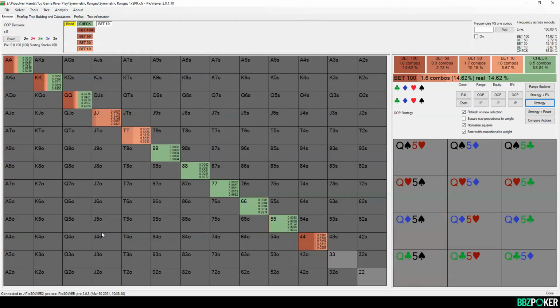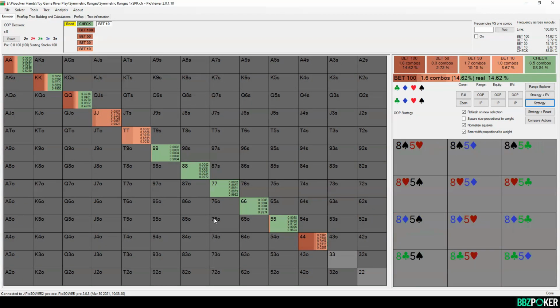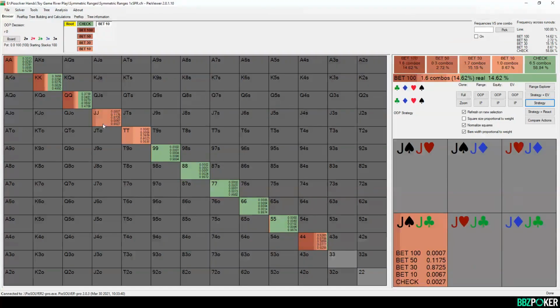If you check it, you're turning it into pocket sevens or pocket sixes, where you're making a statement like, I'm going to check pocket jacks. If my opponent's value betting, I lose. If he's bluffing, I win. Pocket sixes can do that. Don't convert pocket jacks into a bluff catcher when you can use it as a value bet.